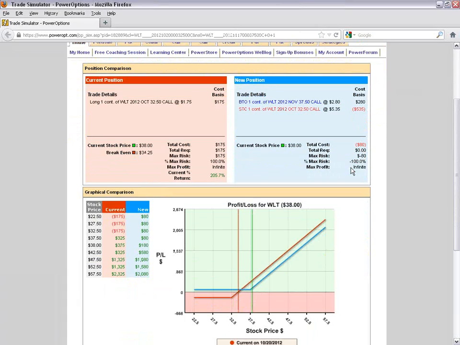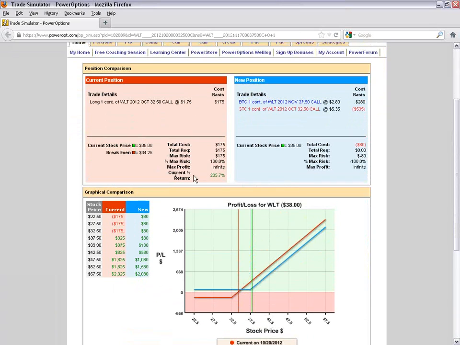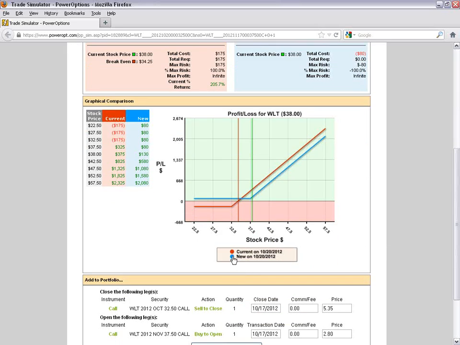Okay. So, what do I like about this? Here is the original position. Yeah, we have that gain of 205%, and we can adjust this position so that we still have further upside on the stock or on the long call position. Let me show you what I mean here.